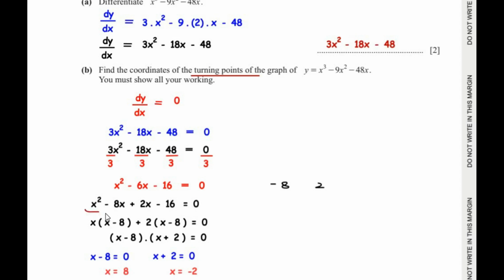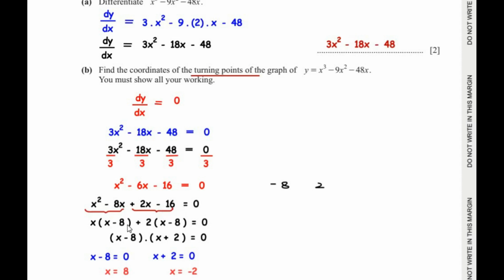Now let us group the first two terms and let us group the last two terms. And we are going to find out the common factors from the first two terms. So we can see that x is a common factor, so we have taken it out, and inside the bracket remains x from the first term and minus 8 from the second term. Similarly from the second group we are going to take out the common factor. So we can see that plus 2 is a common factor, so we have taken it out, and inside the bracket remains x minus 8 equal to 0.